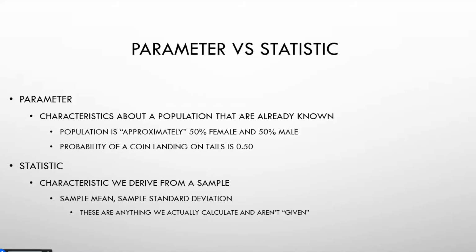Statistic goes with a sample. Both start with S, so they match up, and that's kind of cool about it. So first I'm going to talk about a parameter. These are characteristics about a population that are already known.